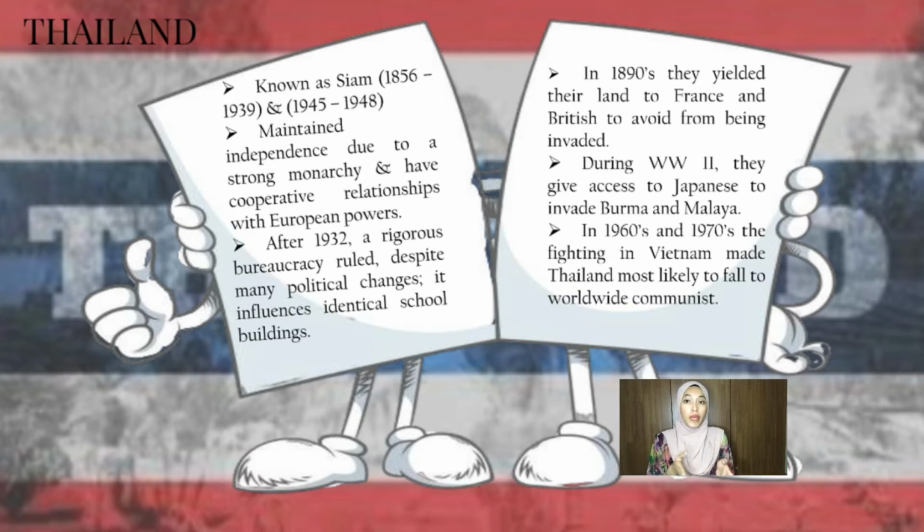Thailand succeeded in maintaining their independence during the colonial era with a strong monarchy and a series of cooperative relationships with European powers. After the ending of absolute monarchy in 1932, a strict bureaucracy ruled despite many political changes, which is 19 military coups, 15 three governments, and 16 regulations from 1932 to 1999. The influence of the bureaucracy can be seen in the identical school buildings in all 76 provinces.